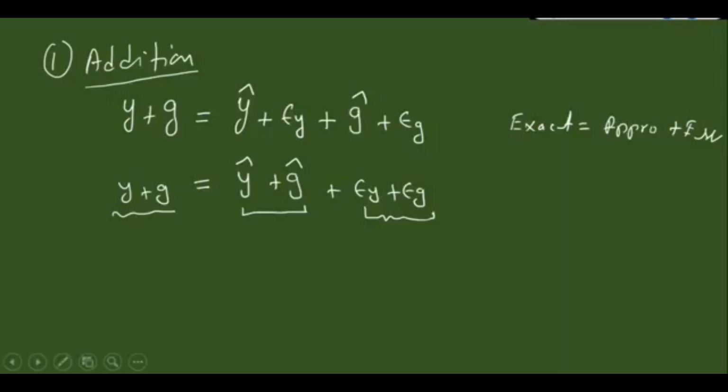Obviously, if epsilon g is negative, it will cancel out as well. But I mean to say they add up algebraically. So this is the interesting point. Similarly, if there are 4, 5, 6 numbers that contain error, the individual errors will add up. So this is one of the observations.